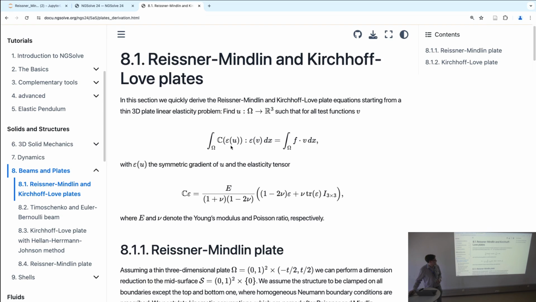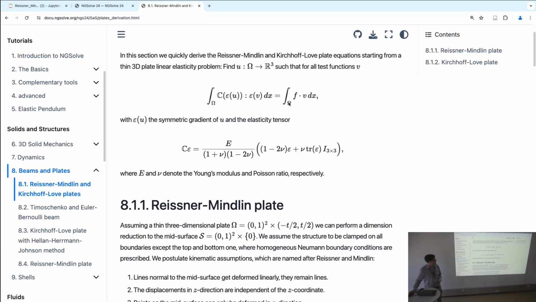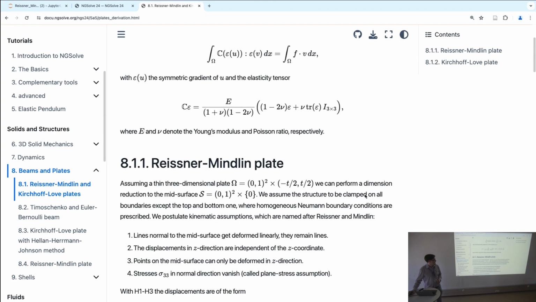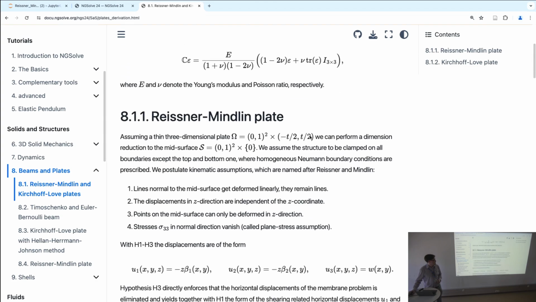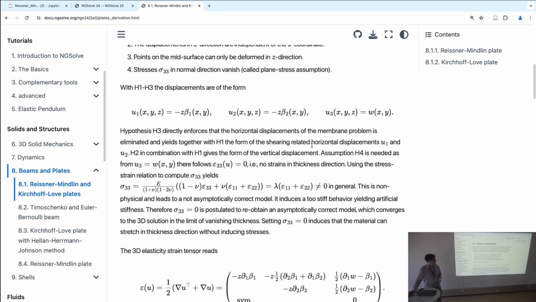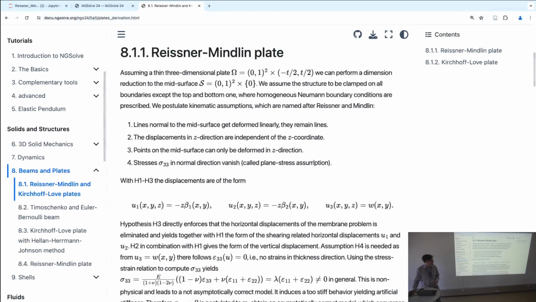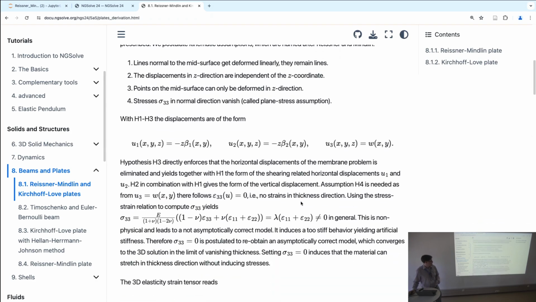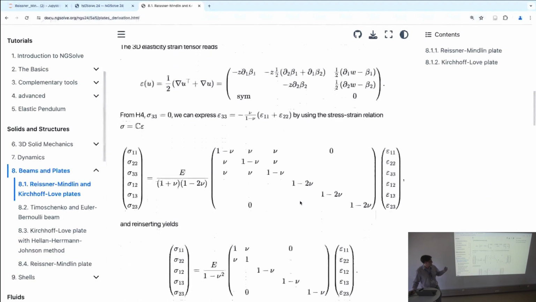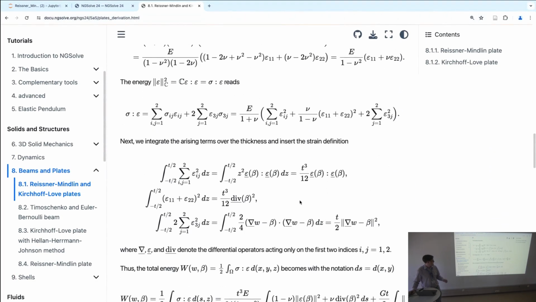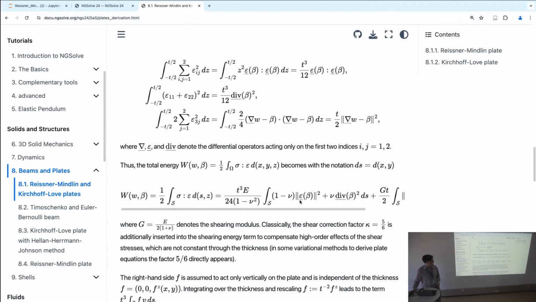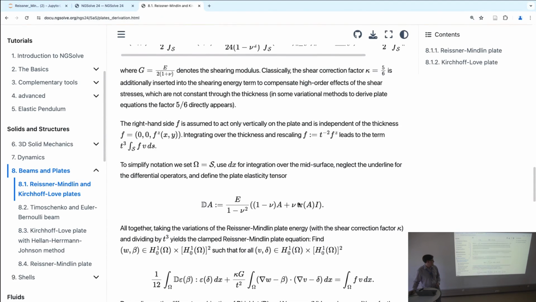So if we start with linear elasticity in 3D, and we have one dimension that is very small compared to the others, then we can, for example, make some hypotheses. So saying we have some vertical deflection, also some rotation, so a first order shear deformable plate, and also some assumptions on the strains. And then if we do the derivation, mathematics or just computations, then we end up with, where is it?